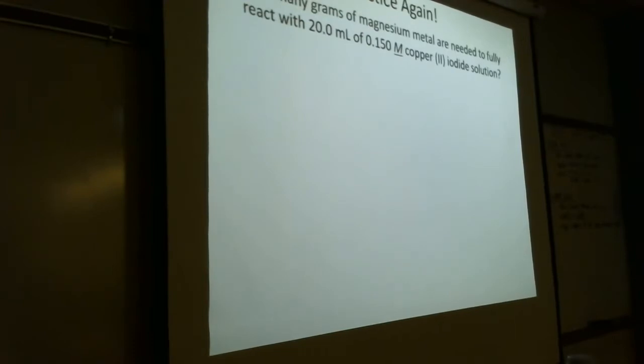What about this one? See if you can figure this one out. How many grams of magnesium metal are needed to fully react with 20 milliliters of a 0.150 molar copper-2 iodide solution? Think about what kind of reaction that is.